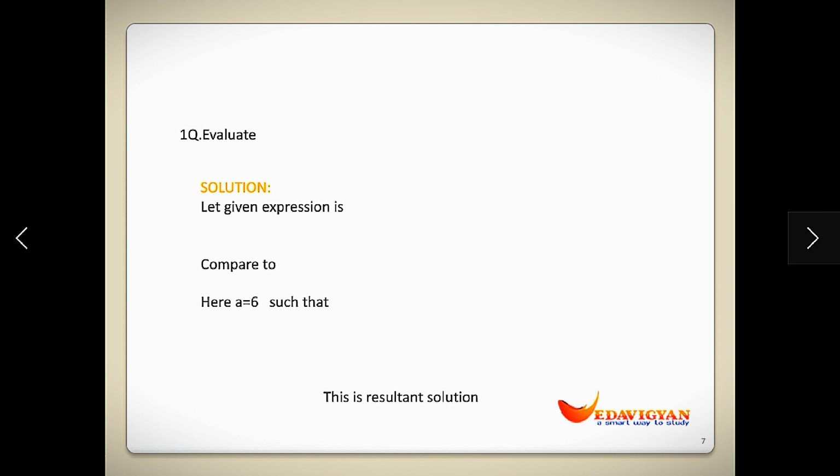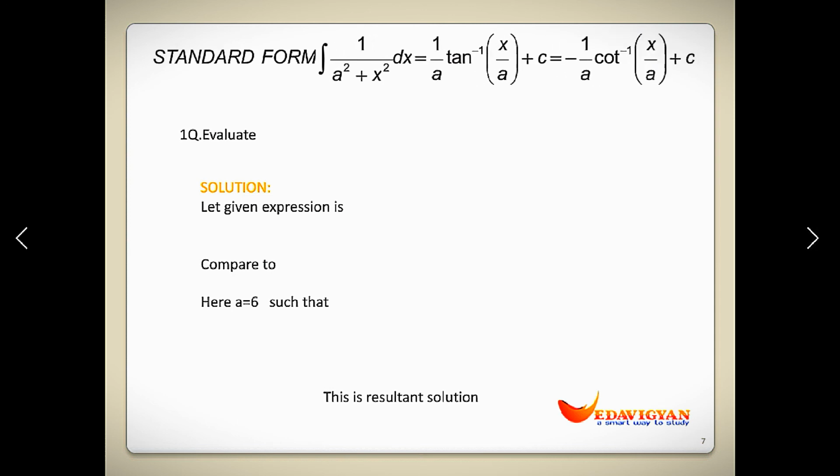Let us see problems on the first standard form. What is standard form 1? The integral of 1 by a square plus x square dx is equal to 1 by a tan inverse of x by a plus c. Based on this standard form, we can work out some problems.